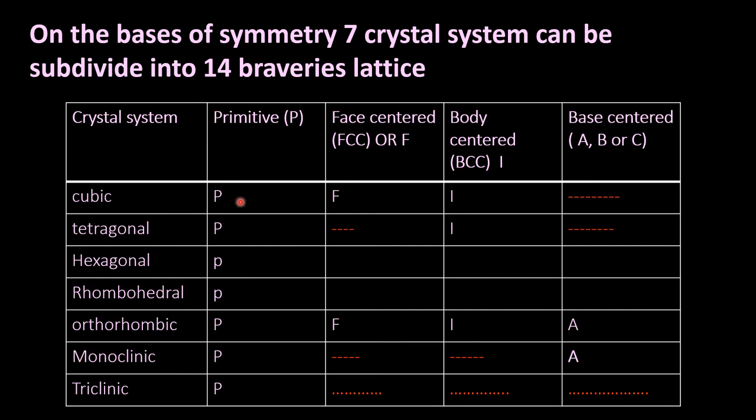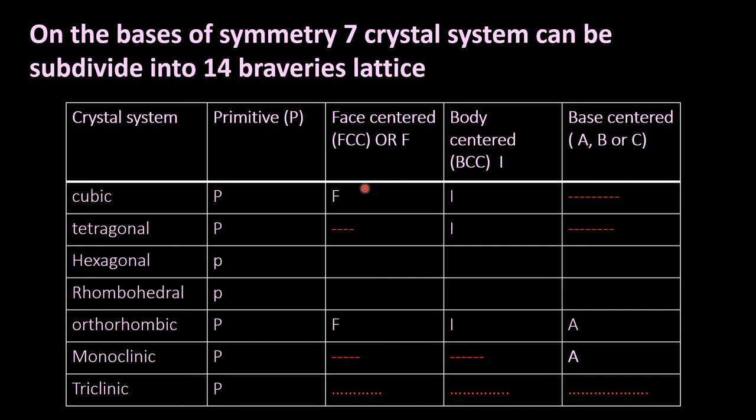In the primitive Bravais lattice, which is represented by P, we have the atom only at the corner of the cube. That is, we have the 8 corners of the cube and we have an atom at each corner of the cube. This will be the primitive Bravais lattice. And then we have the face-centered Bravais lattice.